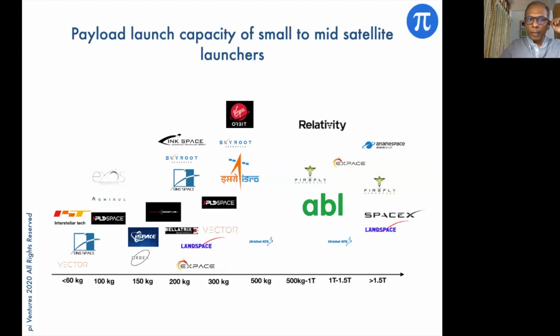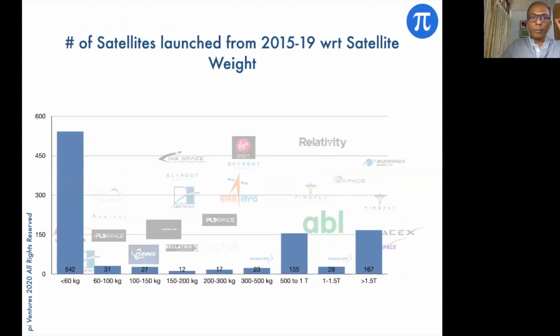Then we mapped where the demand is going up. Looking at the number of satellites launched in the period 2015 to 2019 with respect to weight, we saw there is a peak in under 60 kgs. There are fewer launch options here. Can you guys see the demand and supply mismatch here?